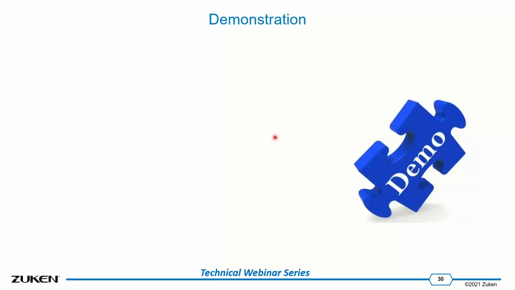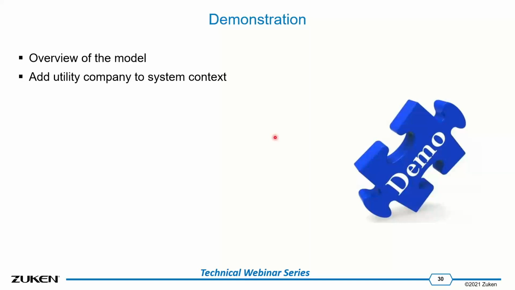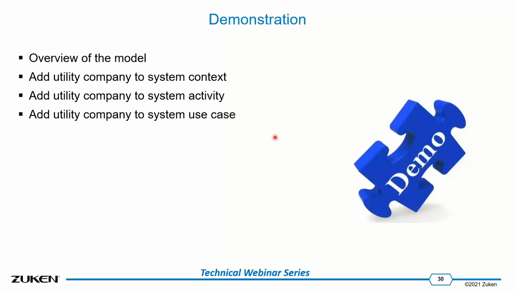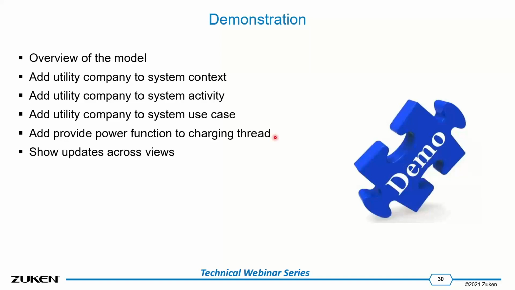So now I'm going to move into a demonstration, and it's going to go through various steps. I'm going to go through a quick overview of the model, similar to the slides that we presented. I'm going to add a utility company to the system context, add a utility company to the activity diagram, and add the utility company to the system use case. We'll add a provide power function to the charging thread, and we'll show updates across views.